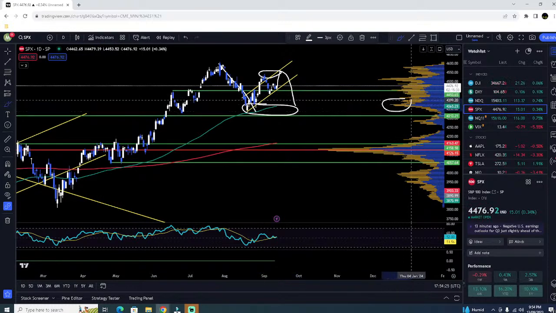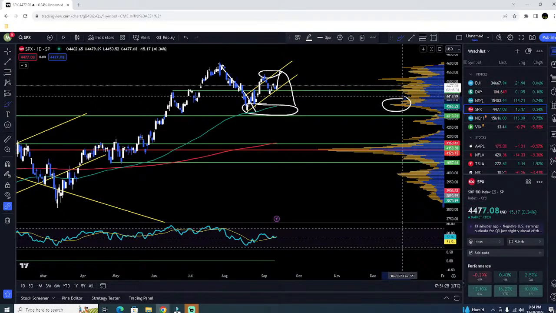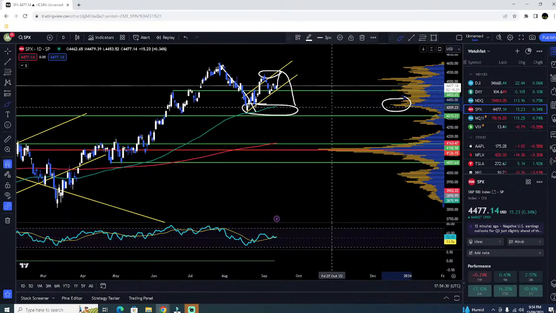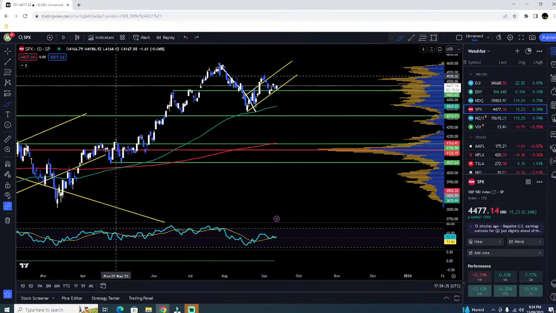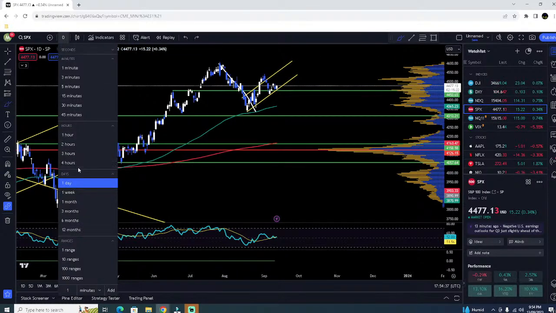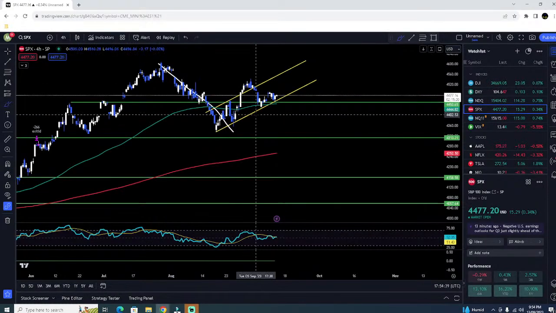Look at this peak in volume available on the right side. So this sort of action is possible on the S&P 500, but for now, yes, market is trying to hold these levels and trying to recover. Let's go into the 4-hour and I will show you what is happening.